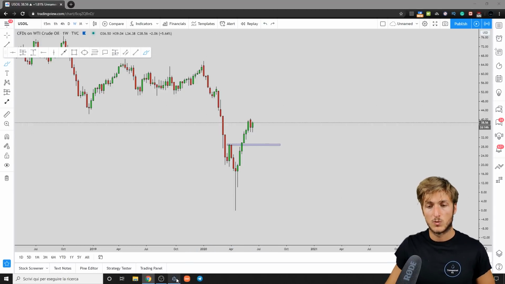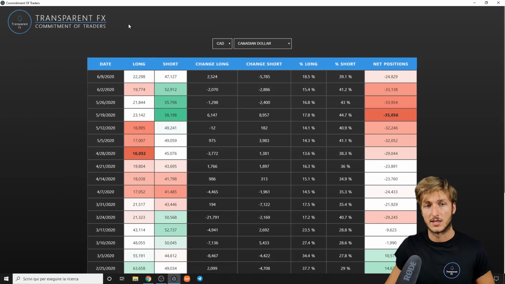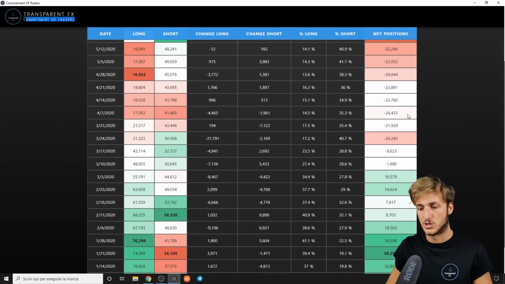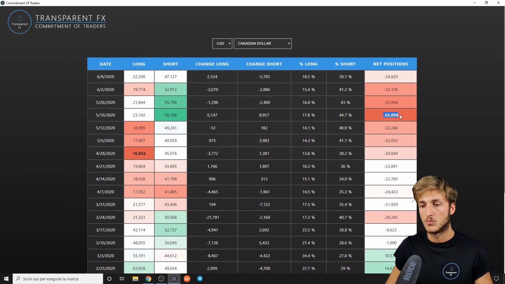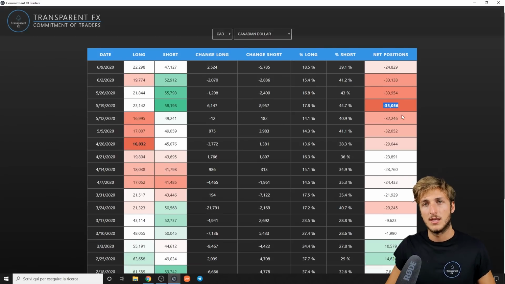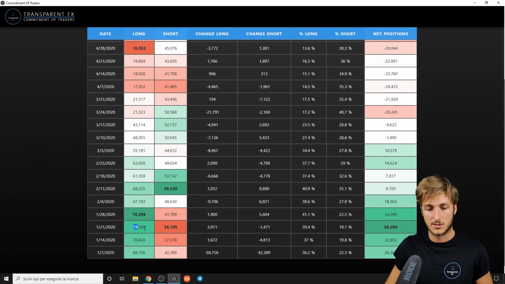Now, just a quick check at what we have from a COT perspective, so commitment of traders, what big banks and institutions are currently doing from a CAD perspective. Why? Because CAD correlates very well with oil, so we can definitely be looking at how hedge funds are positioned on this currency. Now, if we look at the net positions, in the long term, we went from 38K all the way down to minus 35K, meaning that we went from having way more longs than shorts from an institutional perspective on the CAD.